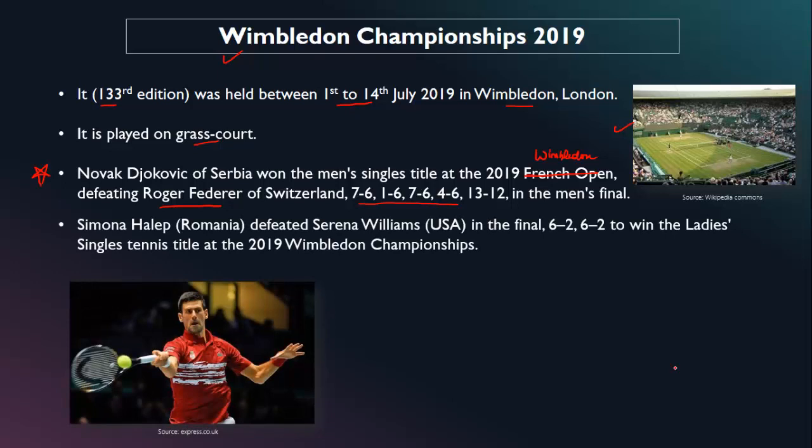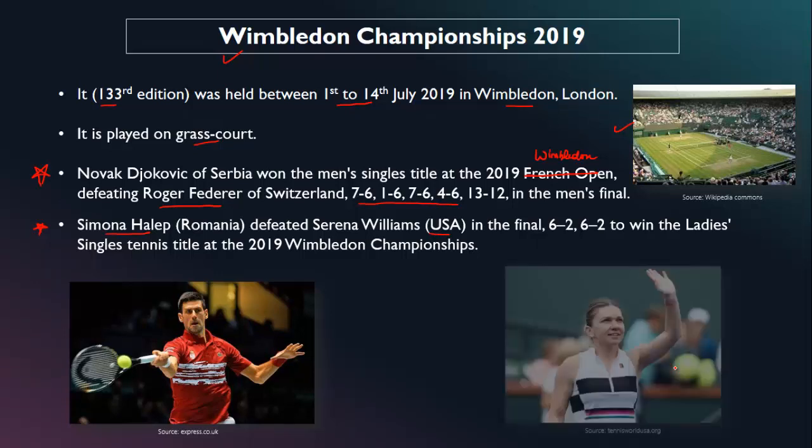And in the female singles, Simona Halep of Romania defeated Serena Williams, who is from the United States, in the finals, and she won the 2019 Wimbledon Championships. Let's see Simona, and she's Simona Halep. You can see her in the photo, and guys, also remember the pics and try to read more about them so that you get acquainted with the photos and about the person.